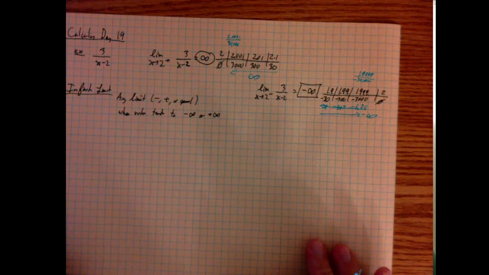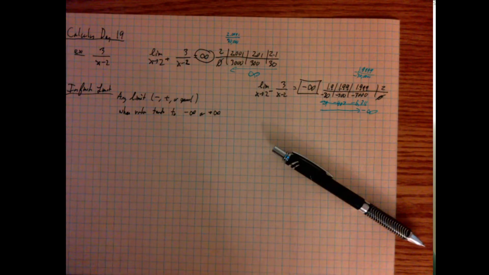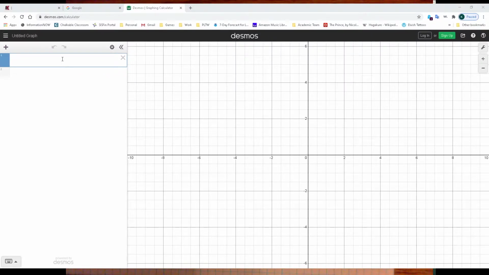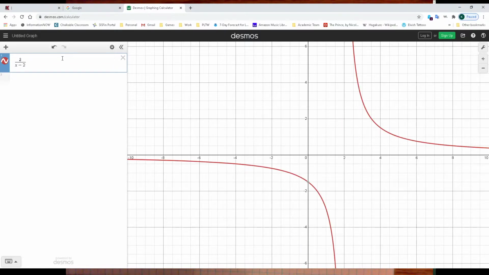This happens whenever there's an asymptote in the graph. So let's actually look at the graph of this function and show how we can see this exact same thing play out graphically. So let's pull up Desmos. There's Desmos. Okay. Alright. So I have 3 divided by x minus 2.